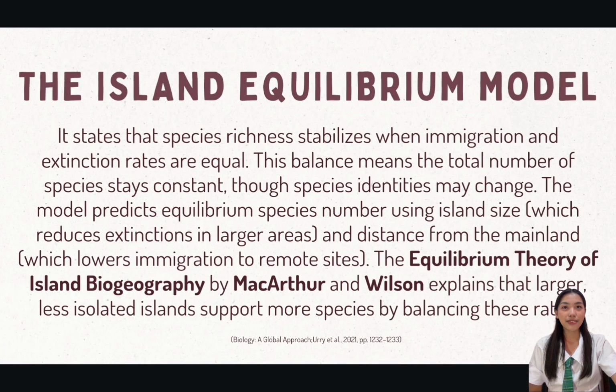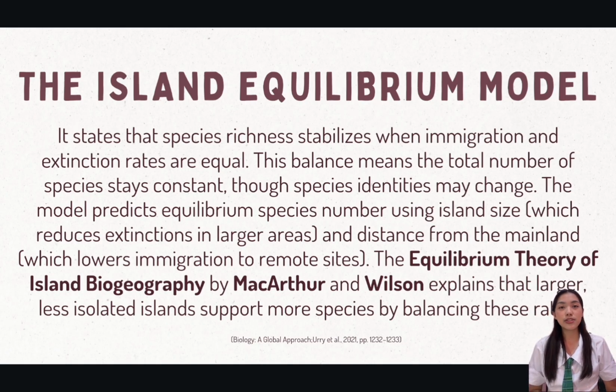So what I've mentioned earlier nga yung area effect and distance effect, those are the two primary components of the equilibrium model. And the equilibrium theory of island biogeography proposed by MacArthur and Wilson explains that larger, less isolated islands support more species by balancing these rates.